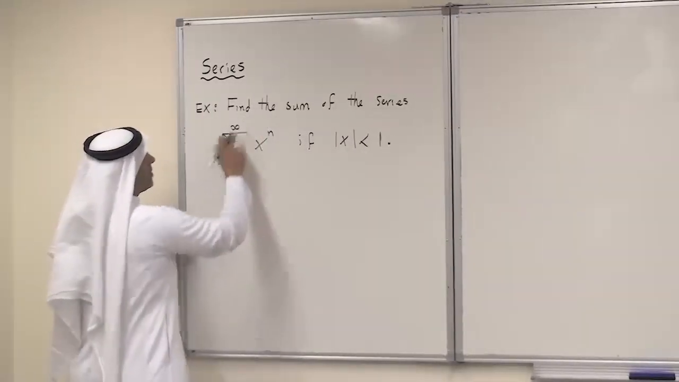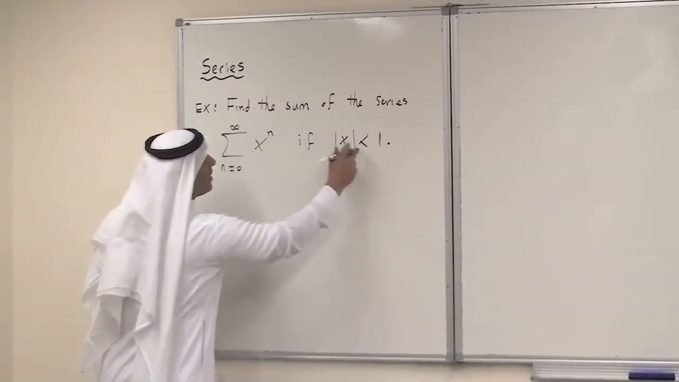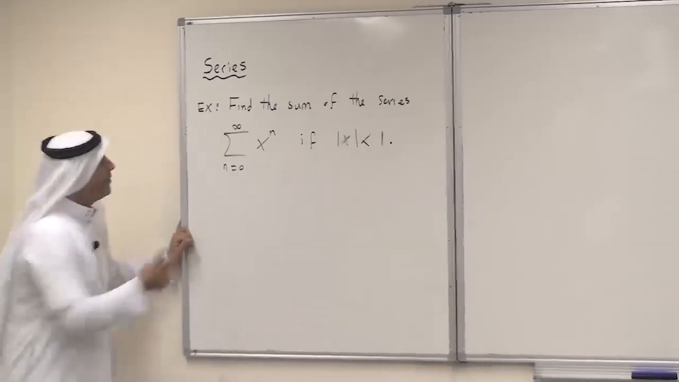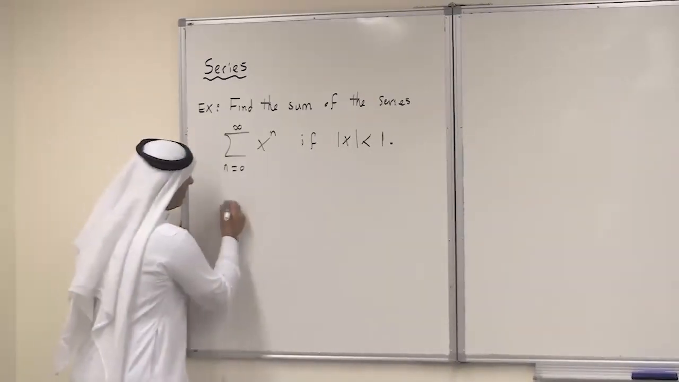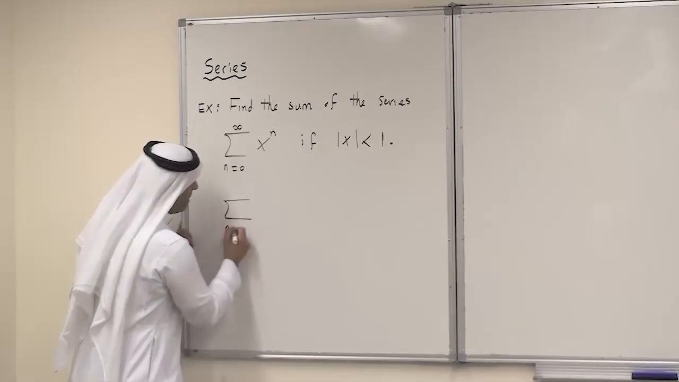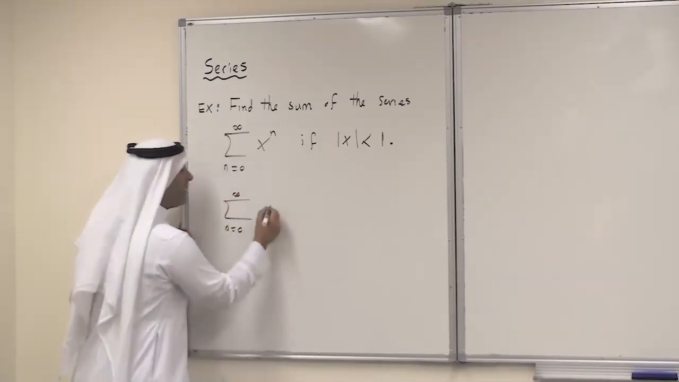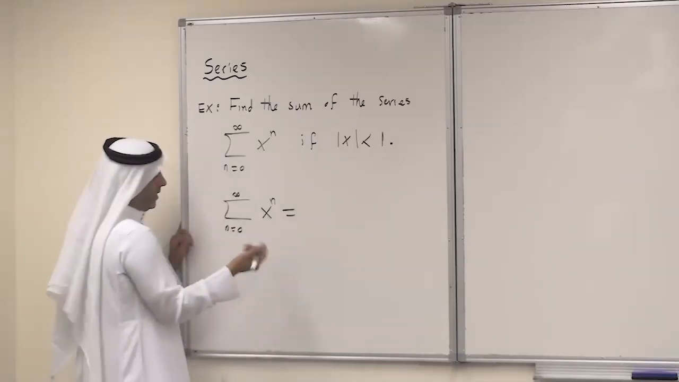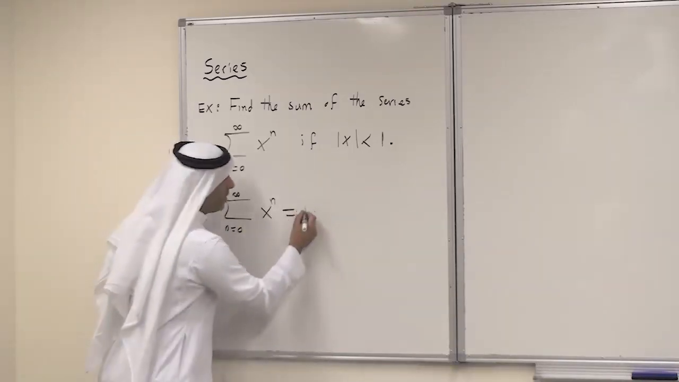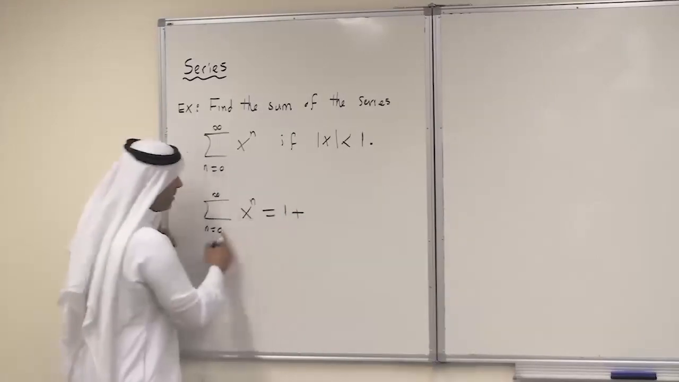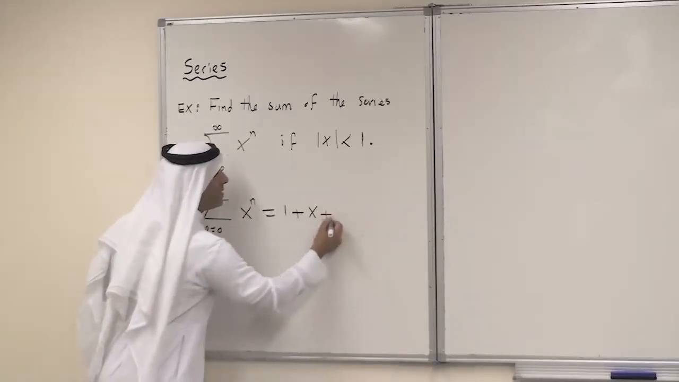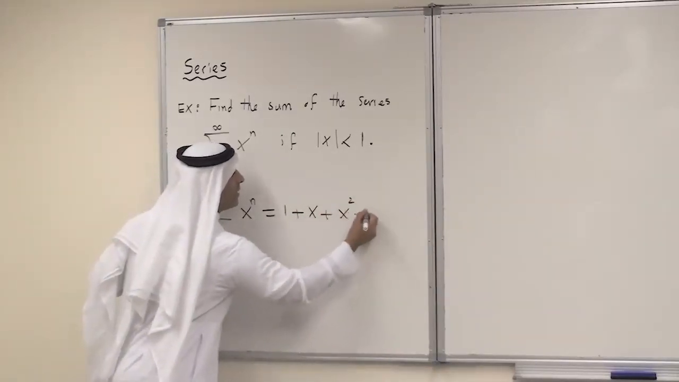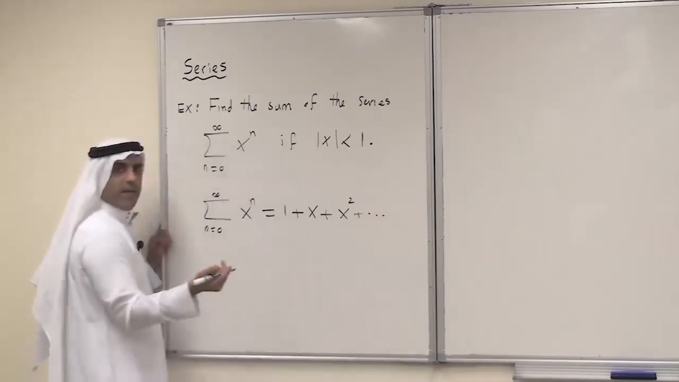We have the sum from n equal to 0 up to infinity of x to the n, if the absolute value of x is less than 1. If we look carefully at this expression, we can easily see that this is a geometric series. Why? Just open a few terms and you will see. If n equals 0, this is equal to 1. If n equals 1, this is equal to x. Then x squared, then x cubed, and so on. Clearly, we have a geometric series.